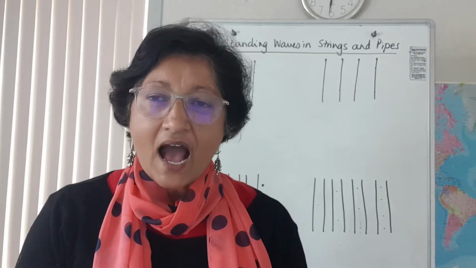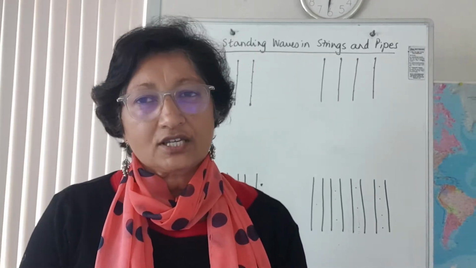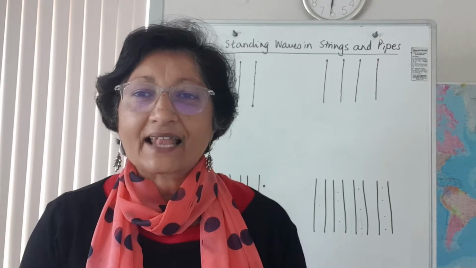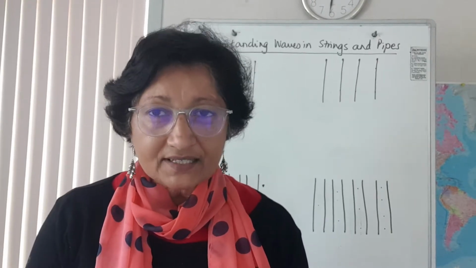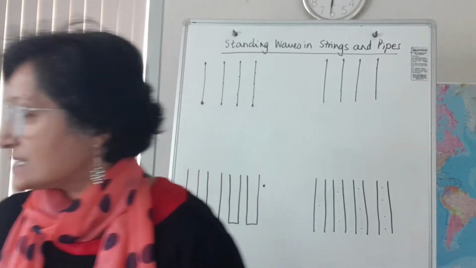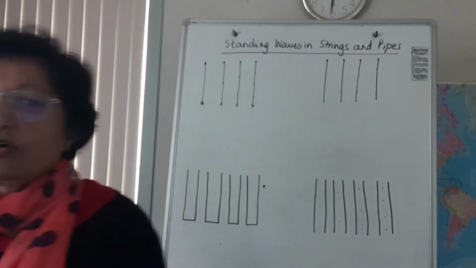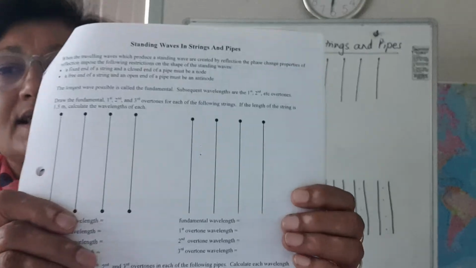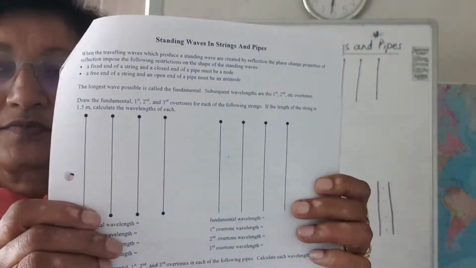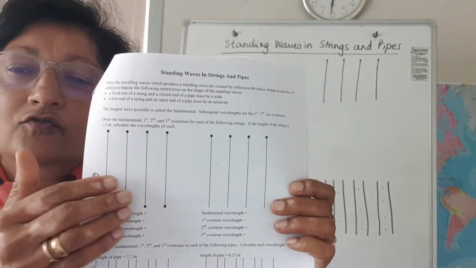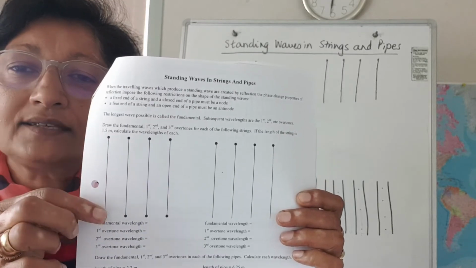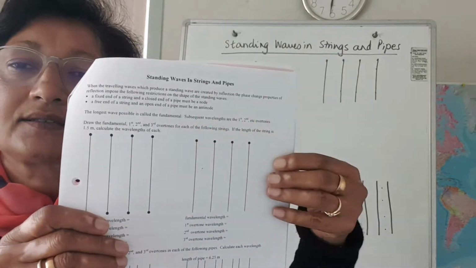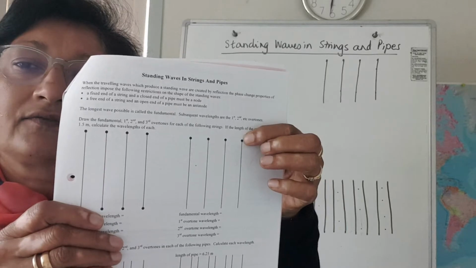Hi everybody. I thought I will go through this worksheet that you have on standing waves in strings and pipes. This lesson is actually in your booklets, and it is this page which says standing waves in strings and pipes. So what we have here are four strings that are fixed at both ends, and similarly four strings which are just fixed at this end.